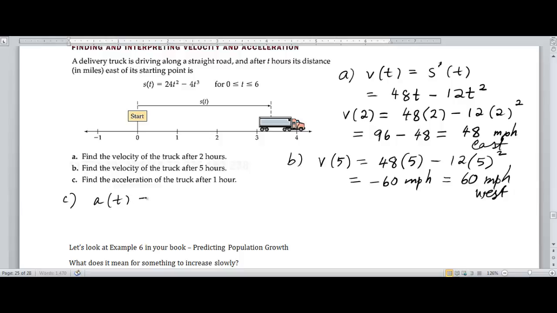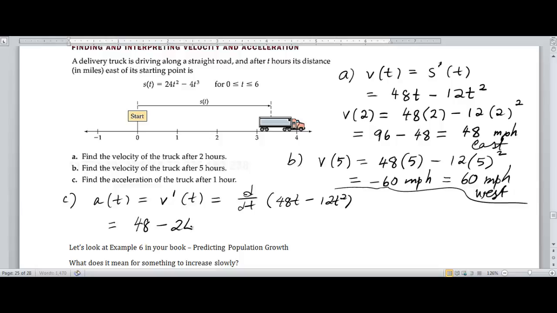So the acceleration is the derivative of the velocity function. That's the derivative of the velocity function, 48t minus 12t squared, so that is 48 minus 24t. And it says find the acceleration after 1 hour. So that's 48 minus 24 times 1, which gives me 24.